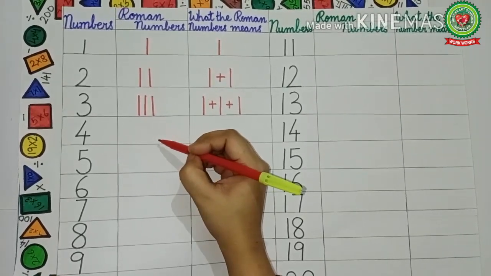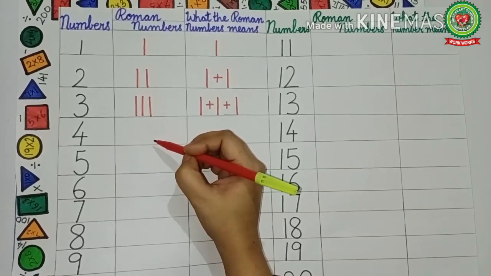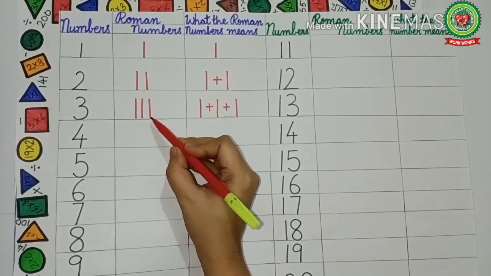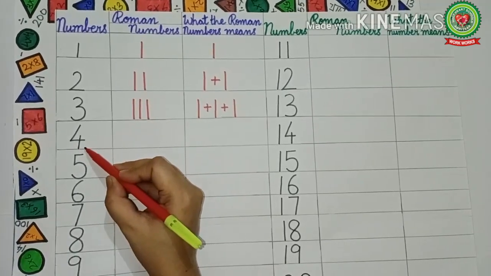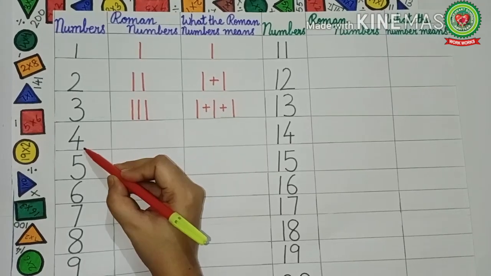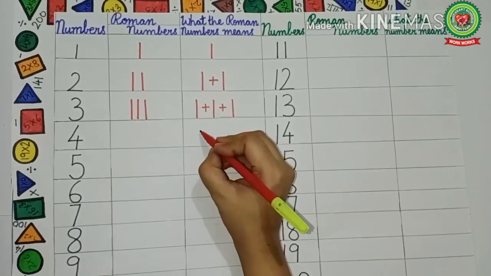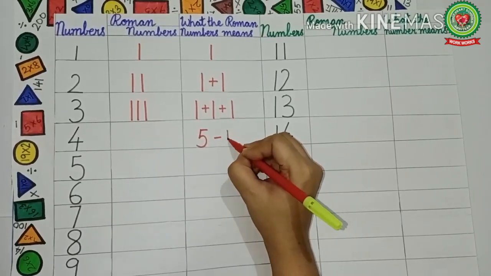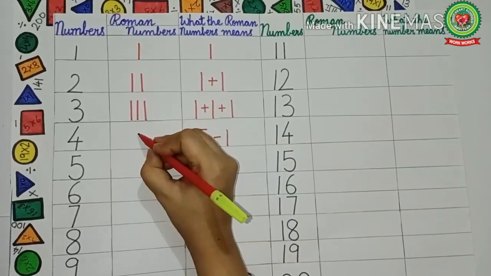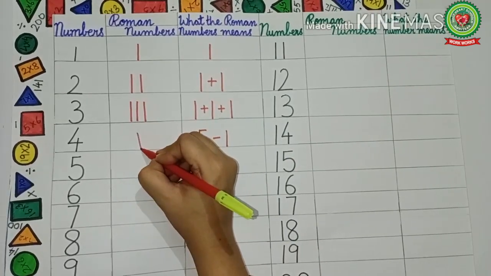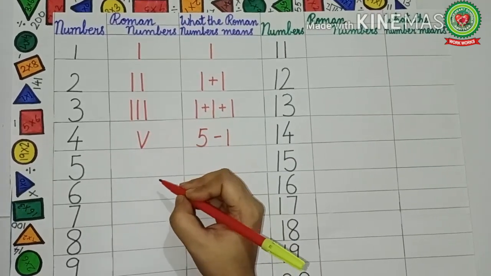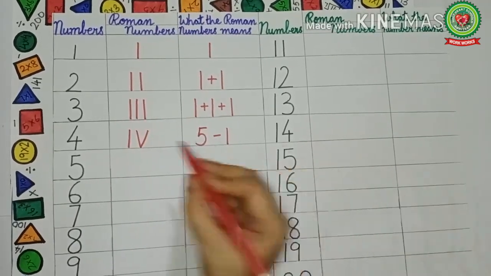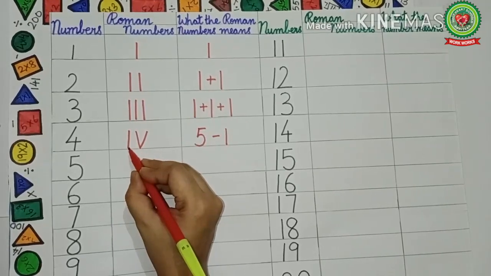I I I I. No, that is wrong, because in the rule we have learned that we cannot repeat I more than 3 times. So for 4, how will we write? We will write it as 5 minus 1. 4 means how much? 5 minus 1. Now, how do we write 5? We write 5 like this. And how do we write 1? We write 1 as I. That means 5 minus 1 is 4.